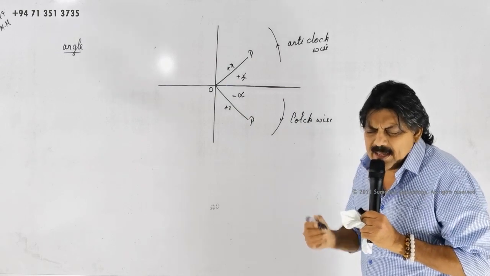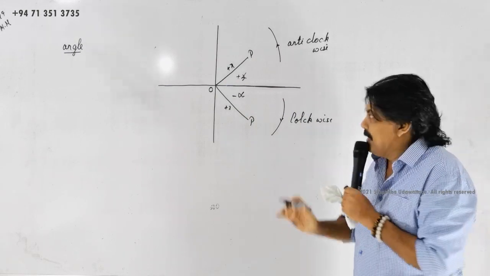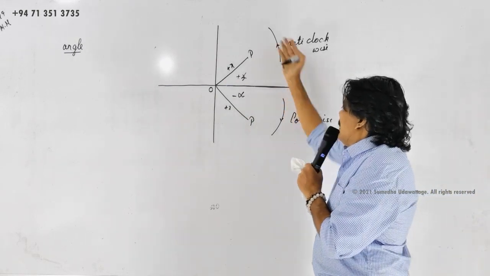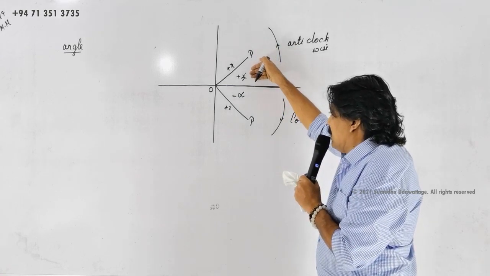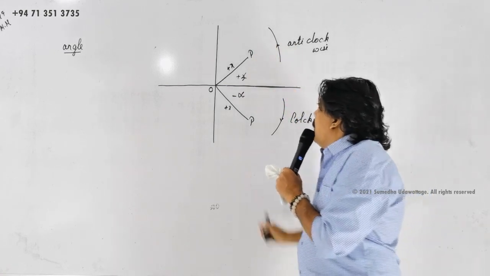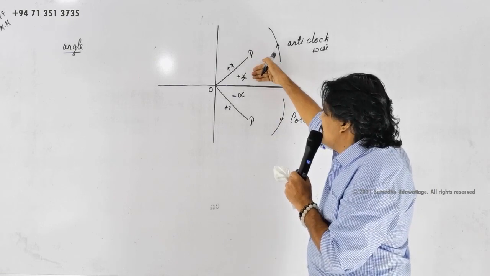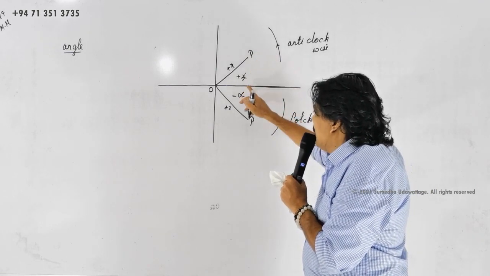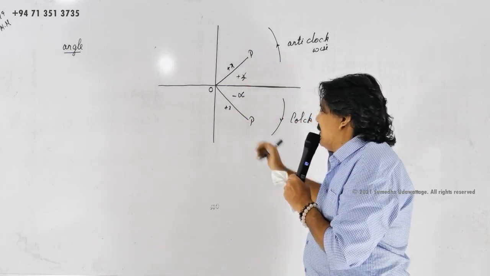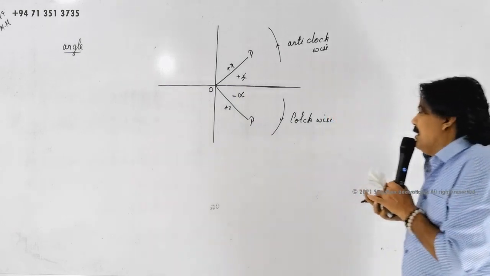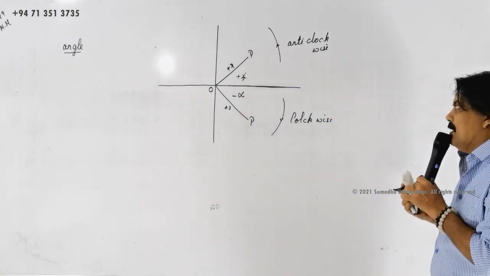You may ask me why? No, take it like that. When turning anti-clockwise, that's how the angles are created. When turning anti-clockwise, the angles are plus angles. When turning clockwise, they are minus angles.